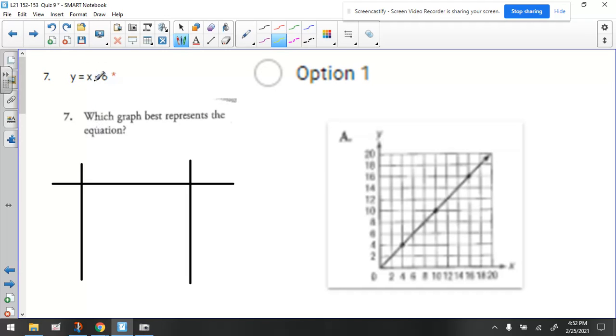All right, so what we have to do here is they're asking us which graph best represents the equation, and they give us this equation. Anytime you see something like this, you should get in the routine of setting up one of these double T tables that we've been talking about in class. We always put the x over here and the y over here, and let's put the function, which is x minus 6, right in the middle.